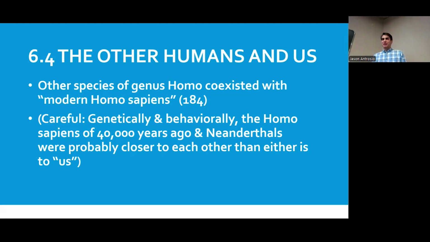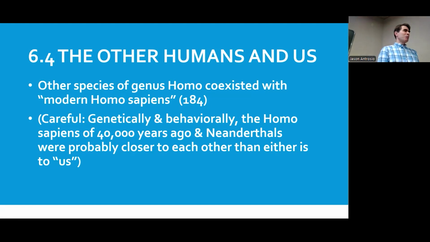The last section of our textbook chapter is called The Other Humans and Us. So we talked about the Homo sapiens, the anatomically modern and the behaviorally modern Homo sapiens coming out from Africa. But we still have other species around that are part of the genus Homo.